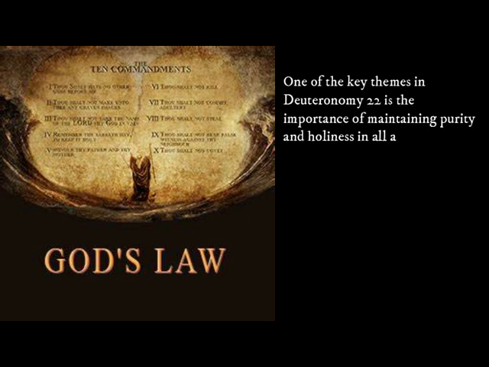One of the key themes in Deuteronomy 22 is the importance of maintaining purity and holiness in all aspects of life. This is reflected in the laws concerning sexual morality, where adultery, incest, and bestiality are strictly prohibited. These laws aim to preserve the sanctity of marriage and emphasize the sacred nature of human sexuality.